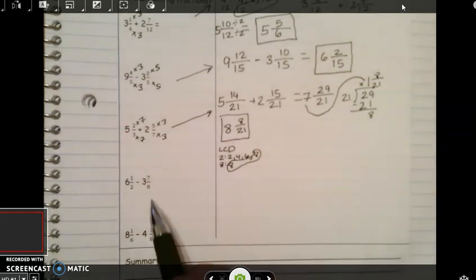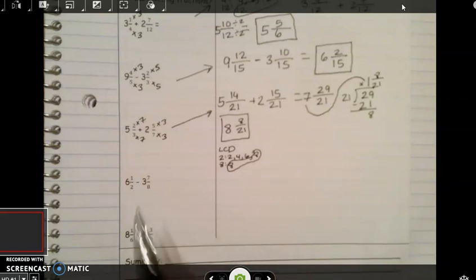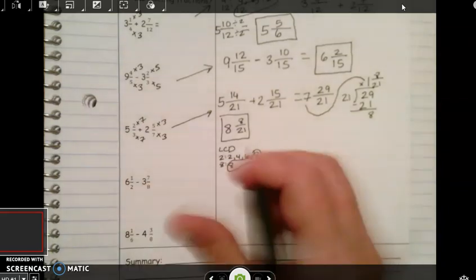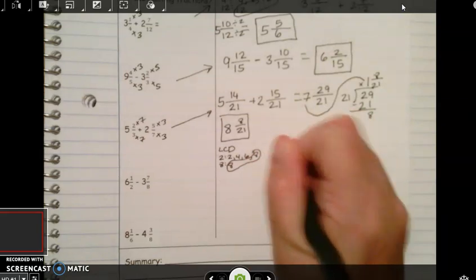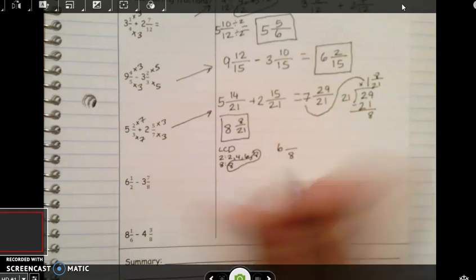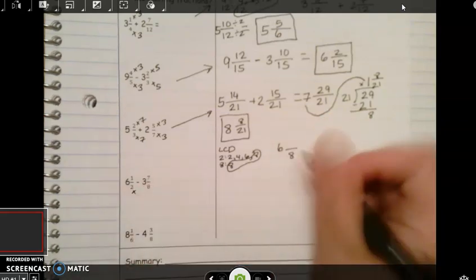So if I look over here, this first fraction, that is not going to change. Okay? This fraction. This one will. This one will not. Okay? So I'm going to go in and put my fraction here. 6. I'm changing this to an 8. So 6 times what gives me 8?